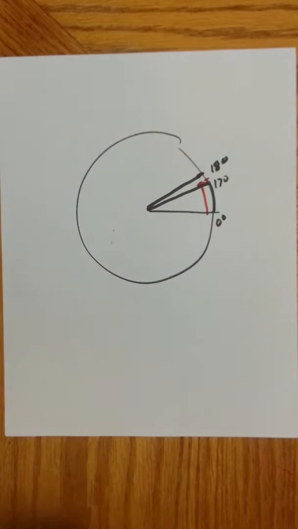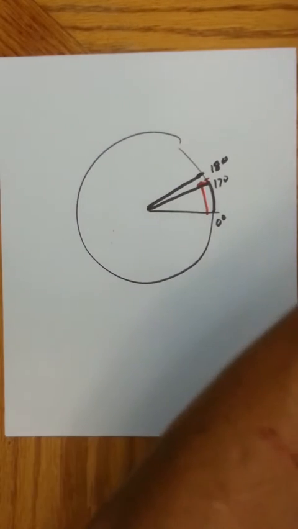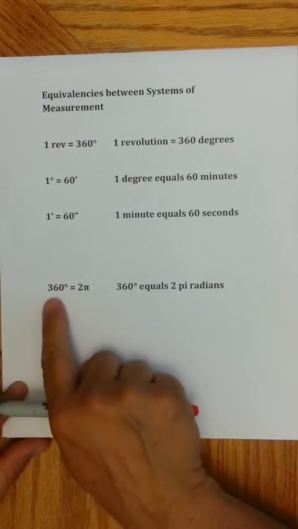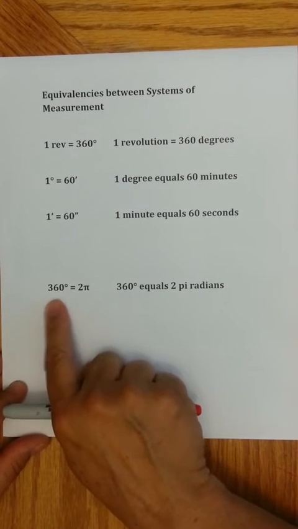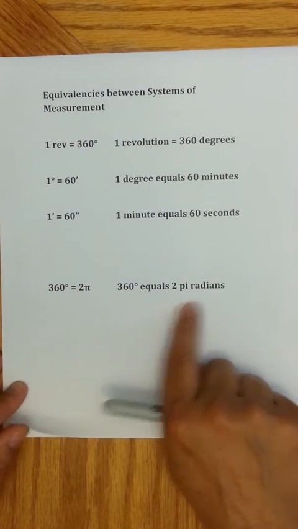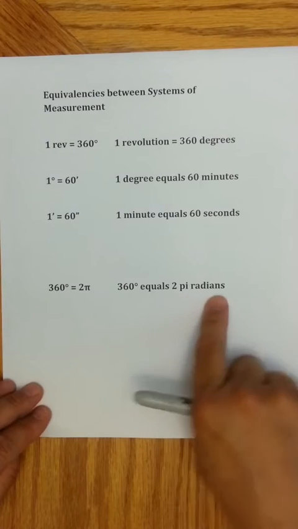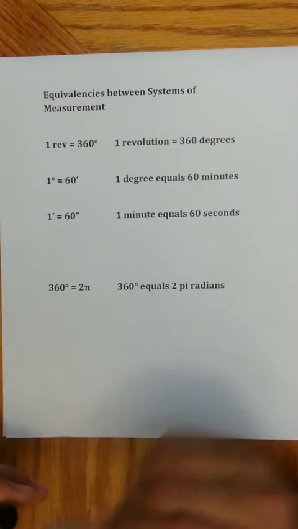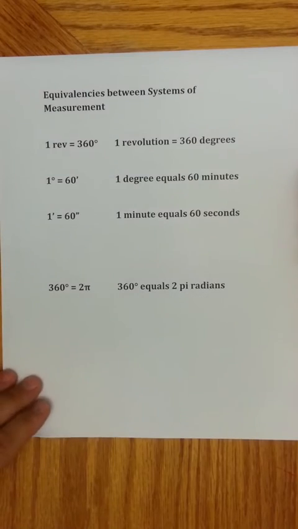Oh, wait, there is something else I wanted to talk about. Wait, before we go. I'm jumping a little bit ahead, but it's the same concept. You're going to find out later that 360 degrees, or 1 revolution, is the same as 2 pi radians. So radians is going to be your new system, another way of measuring angle rotation. So you're going to do the same thing.